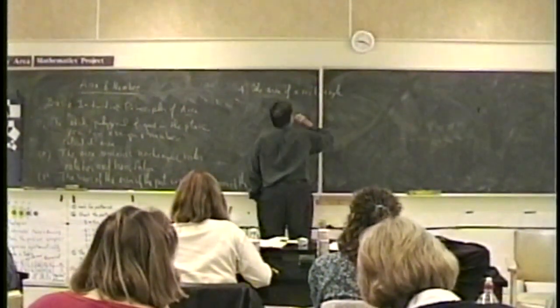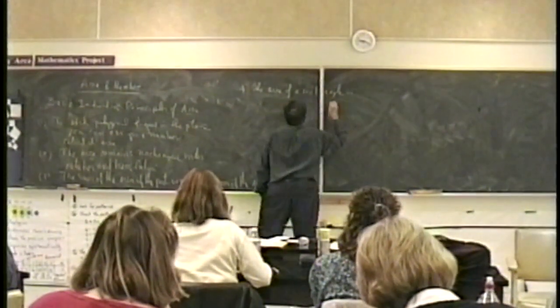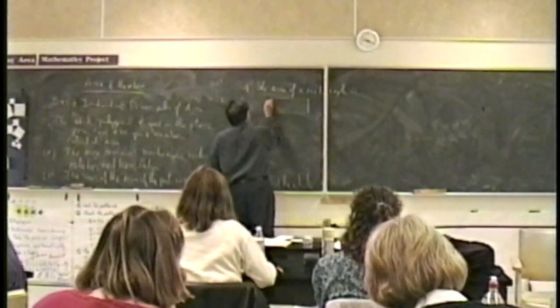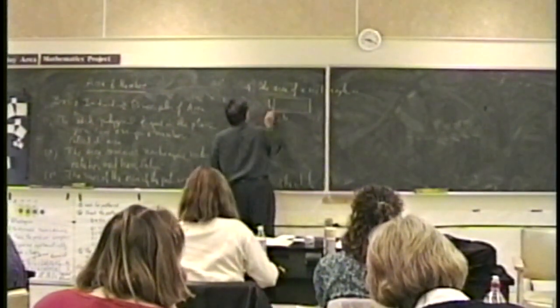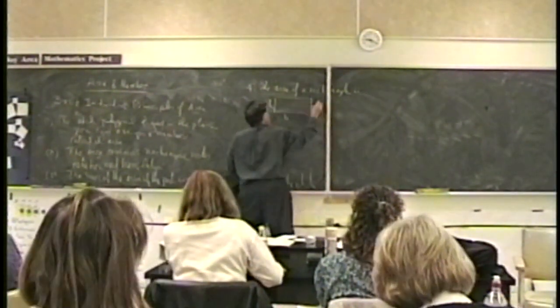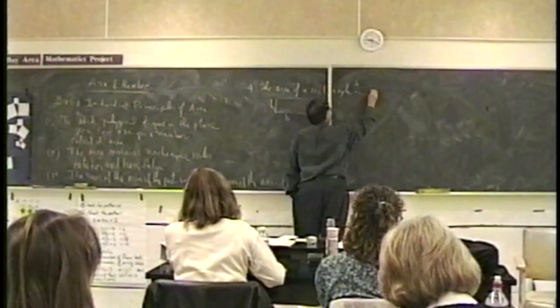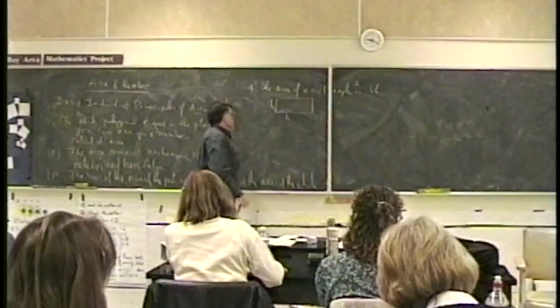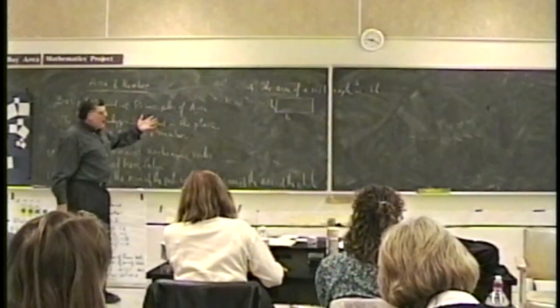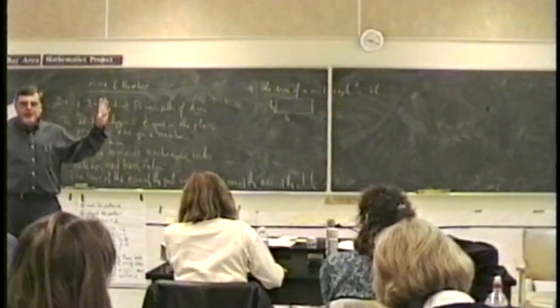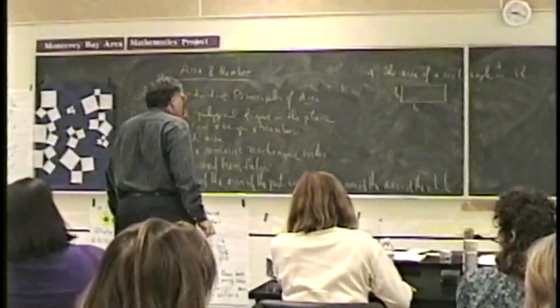This is the primitive definition: area is base times height, BH. So the area of a rectangle, A, is BH. Now, it's fairly obvious that this has to be the definition of the area of a rectangle.